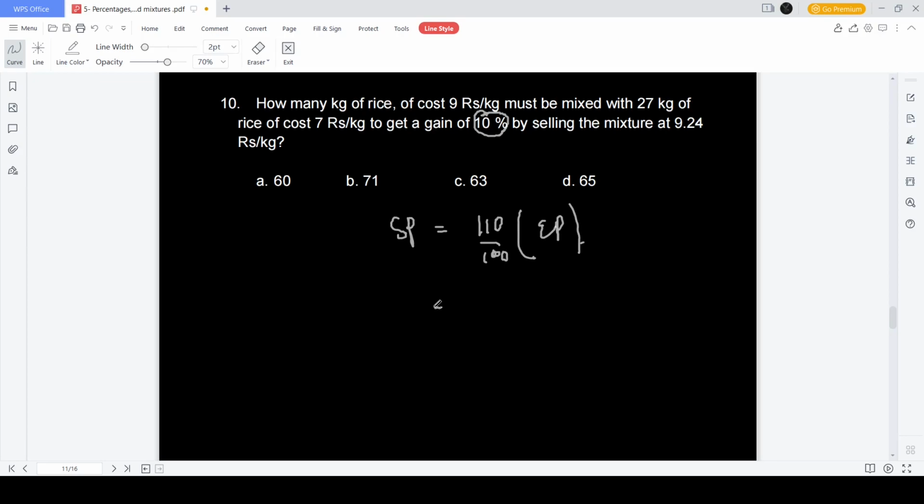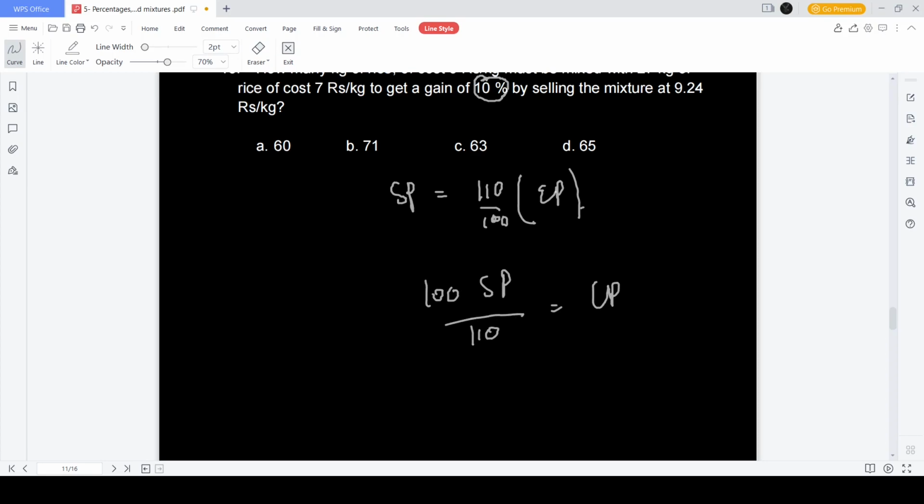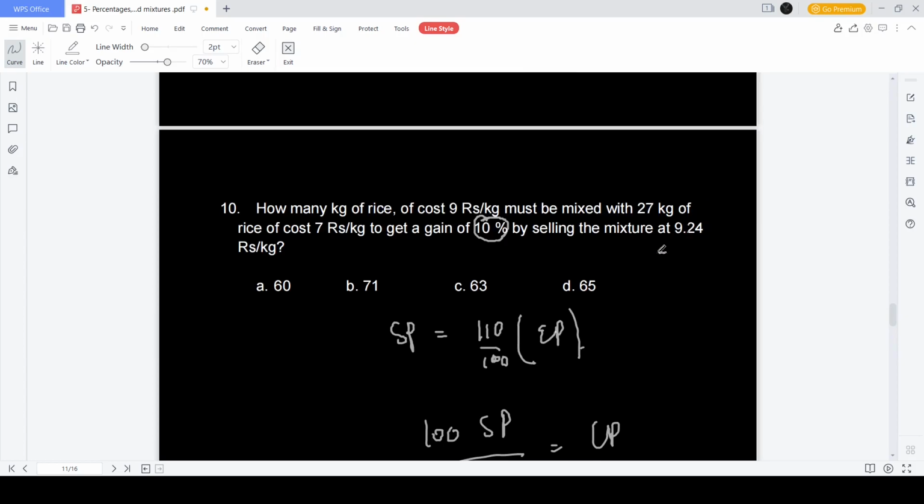If you want to calculate profit, it should be selling price minus cost price, which is 110 by 100 into cost price minus cost price. So this will come as 10% gain. Using this equation, we can now find the cost price. So you get 100 into selling price divided by 110 is equal to cost price. So 100 into 9.24 divided by 110 is 924 by 110, which is 8.4. So the cost price is 8.4 rupees per kg.